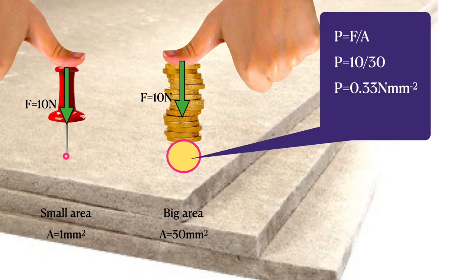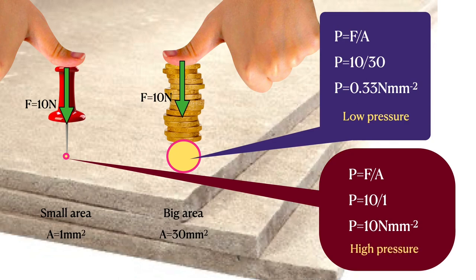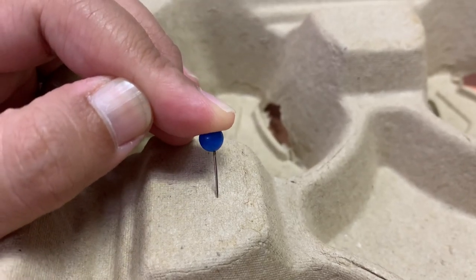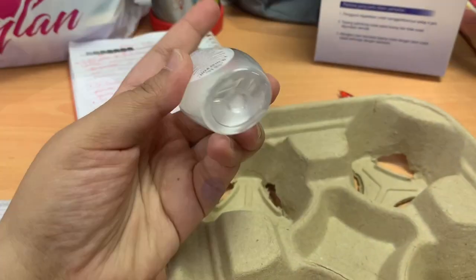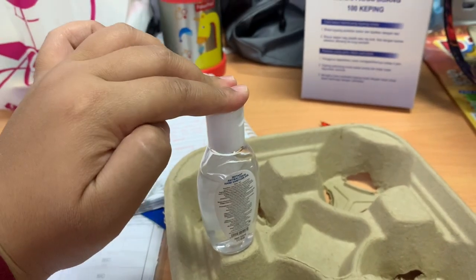0.33 Newton per millimeter squared, which is a small number. And we can interpret it as low pressure. The same calculation is also carried out for the pressure by the thumbtack on the board, and we get the value 10 Newton per millimeter squared, a relatively bigger number, and we can interpret it as high pressure. Therefore, in this context, we can conclude that high pressure causes the surface to be able to penetrate the board, and low pressure causes the surface to be unable to penetrate the board.